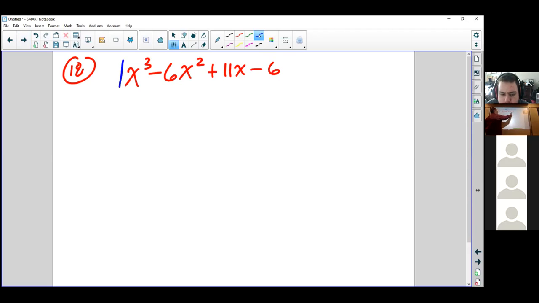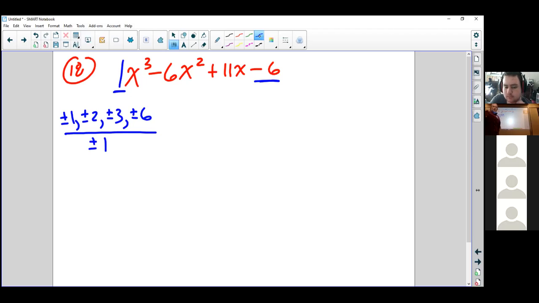So what I want to do is I want to take all the factors of 6 over all the factors of 1. So the factors of 6 are this, over all the factors of 1. So here's the nice thing. We're only synthetically dividing by whole numbers. Okay, the positive negative 1, the positive negative 2, the positive negative 3, and the positive negative 6. Okay, are there any questions up to that point? Is that okay so far?